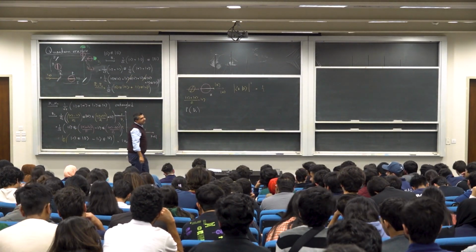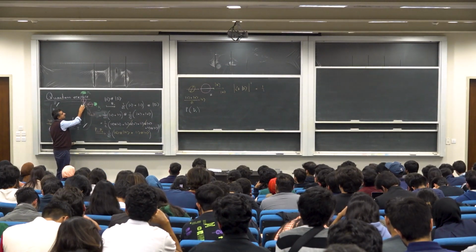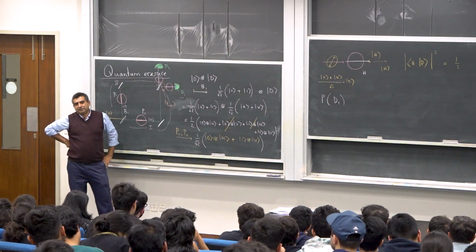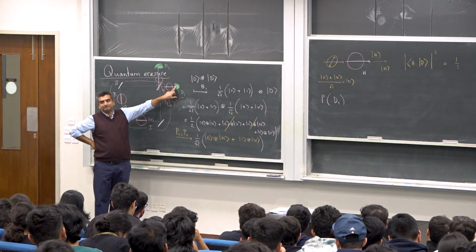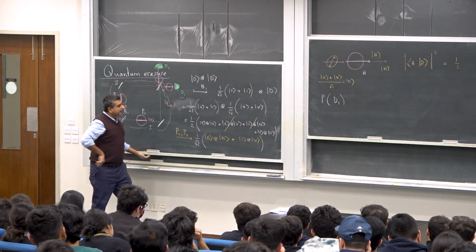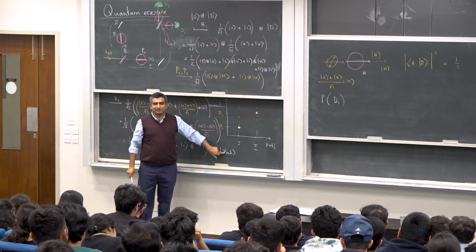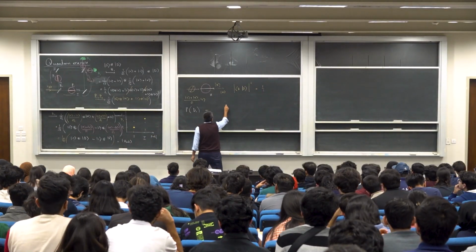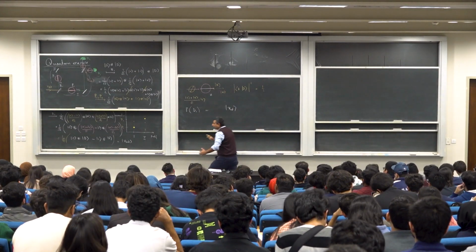Now the probability that D1 clicks, let's look at this path. If this detector clicks, what should be the path of this photon? Ket 0. What should be the polarization of this photon? Ket h. So we look at the overlap of this state with our psi out. This is a big state. This is all of this.